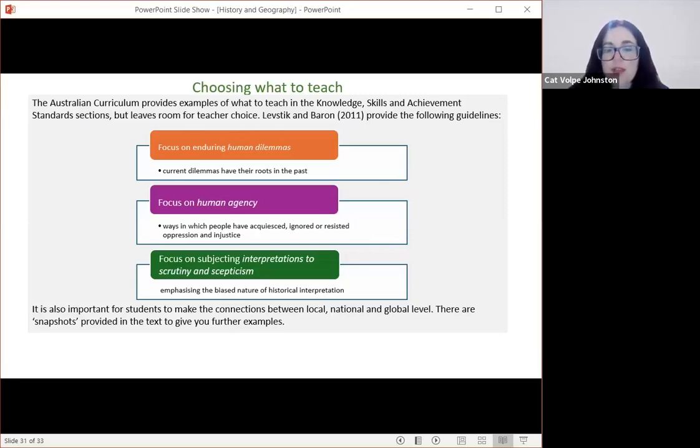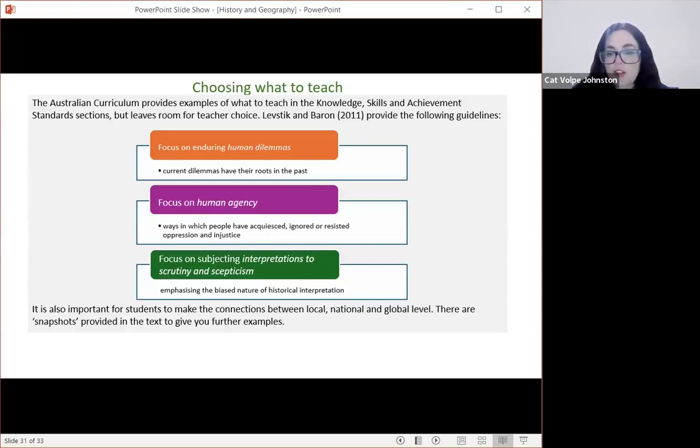So the Australian curriculum tells us what we need to teach in history, and basically history is focused on human dilemmas. So we're looking at how current dilemmas that are happening today have roots in the past. So we're making that connection between the past and the present. We're focusing on human agency. We're looking at the ways in which people have dealt with oppression and injustices in the past, and maybe how that links to the present.